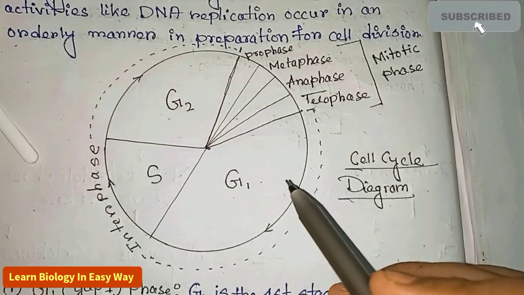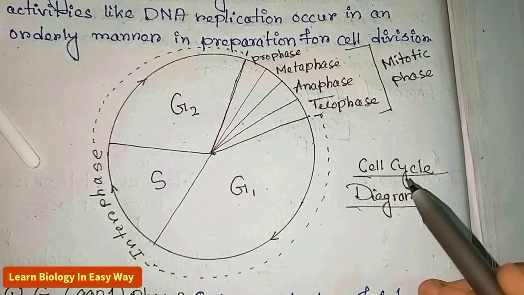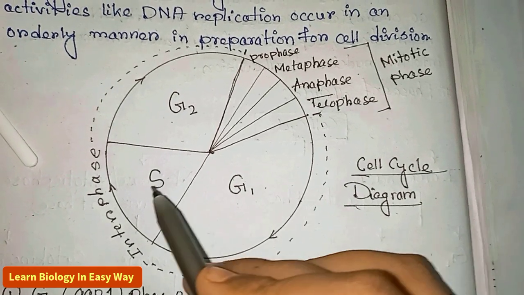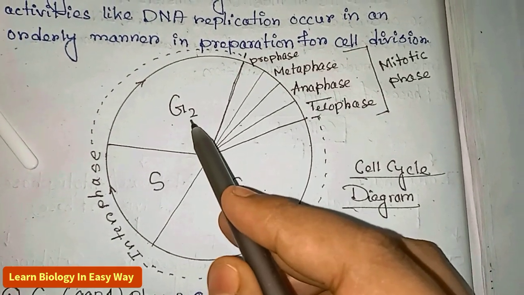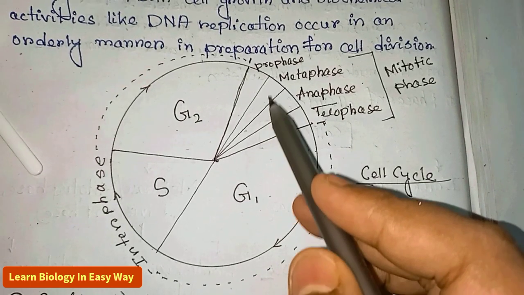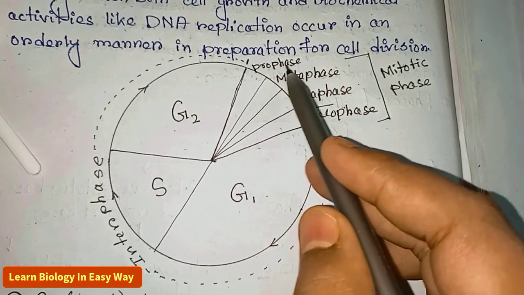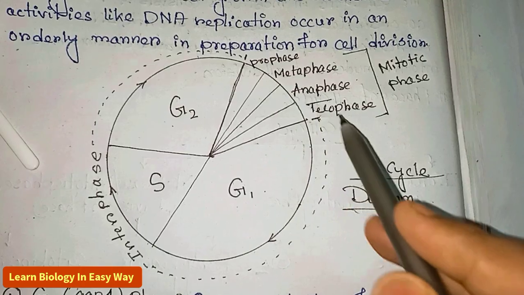This is the diagrammatic representation of cell cycle. This is G1 phase, this is S phase and this is G2 phase, and this is the M phase. And M phase is divided into four: prophase, metaphase, anaphase and telophase.